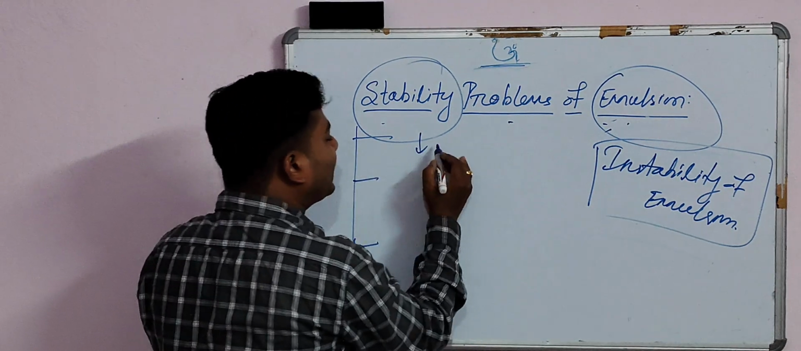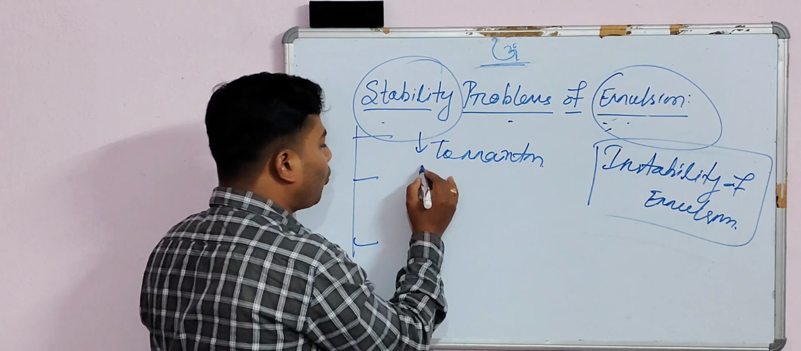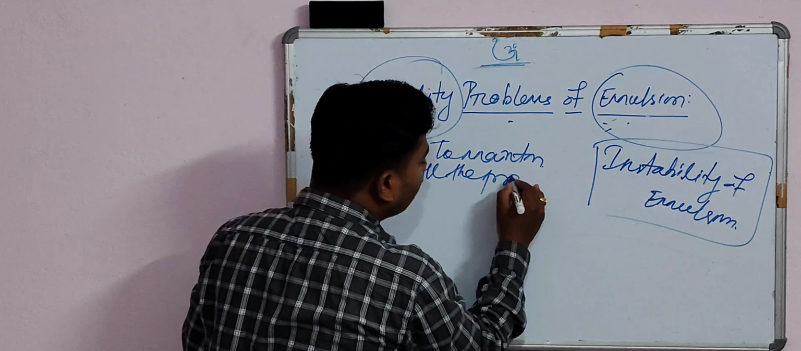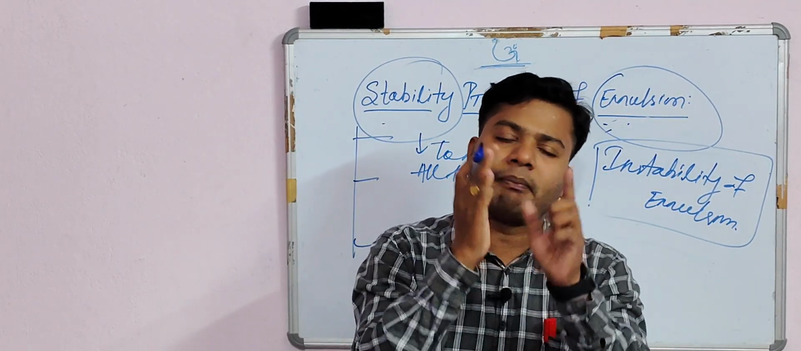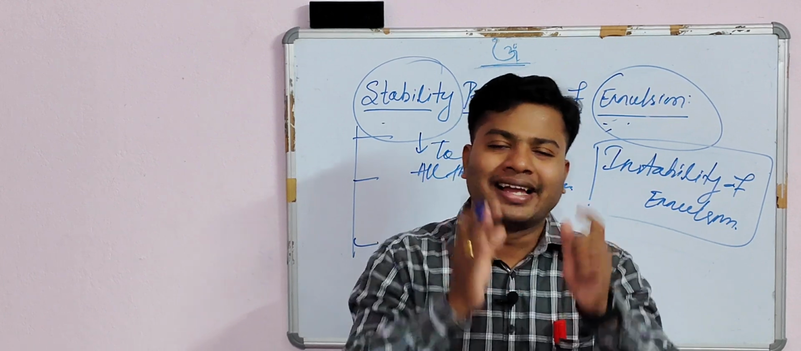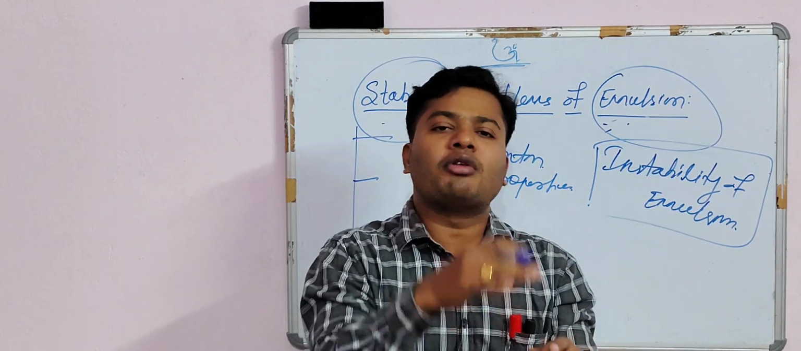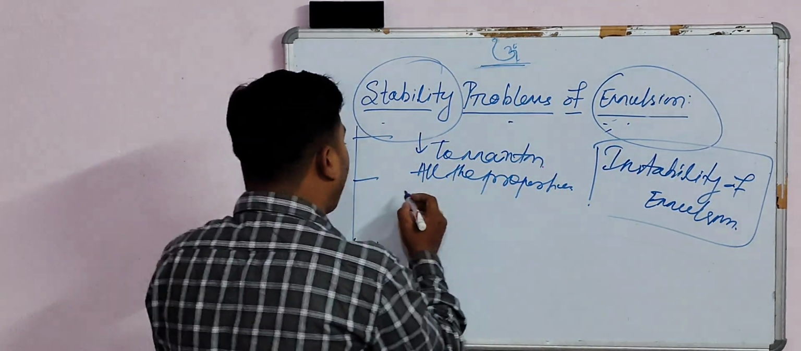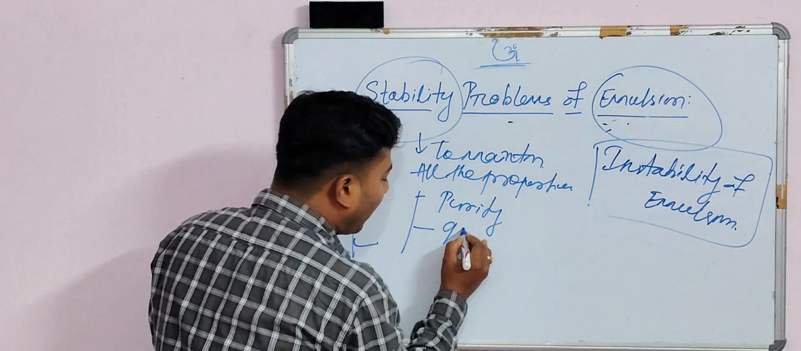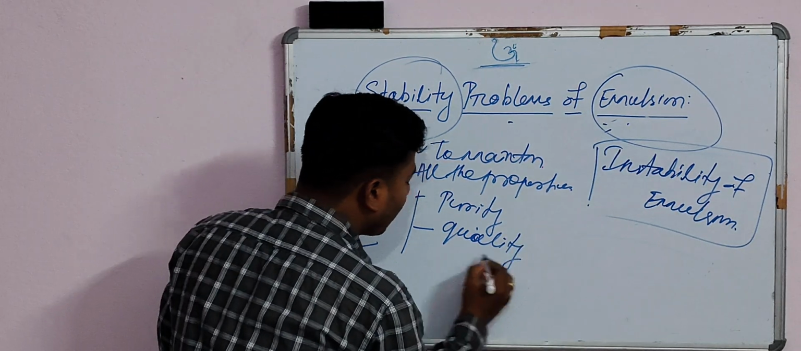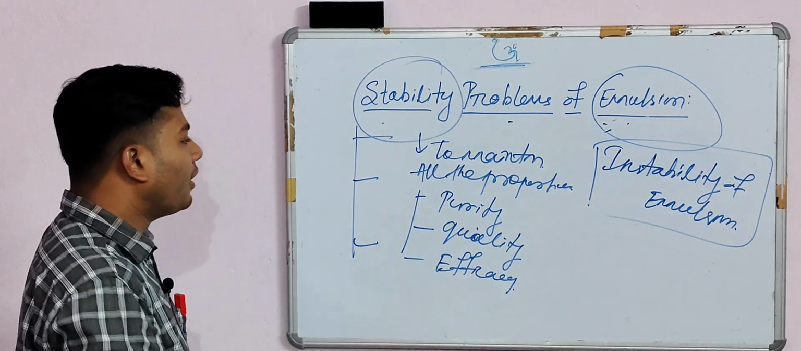That means it maintains all the properties of a product. When the product maintains all the properties, at that time you can say that is the stability of a product. And all the properties include the purity, quality and efficacy.